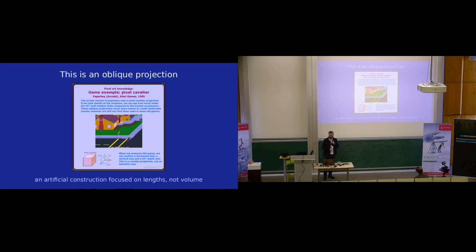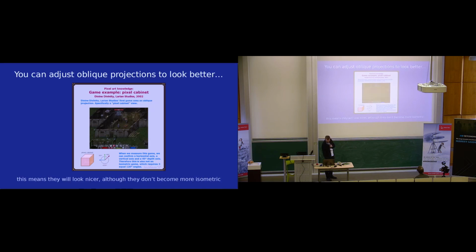And oblique is not isometry, it's not orthography. So every game which uses a tile grid is not really an isometry, because the mathematical definition for it would not work. And all of those oblique ones are artificial constructions which are focused on getting the length right. So tile grid, length right. So that is oblique.